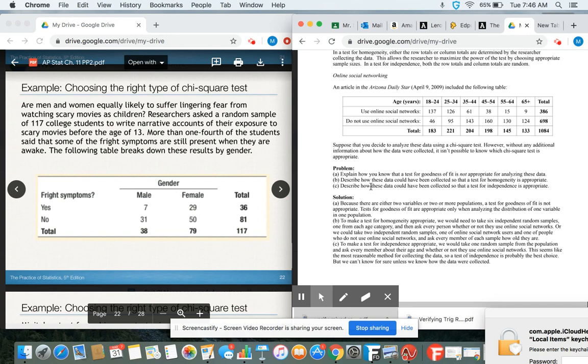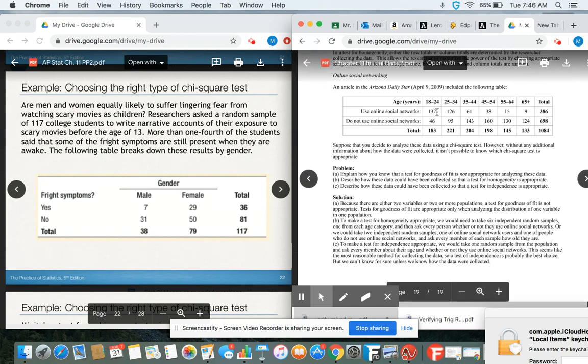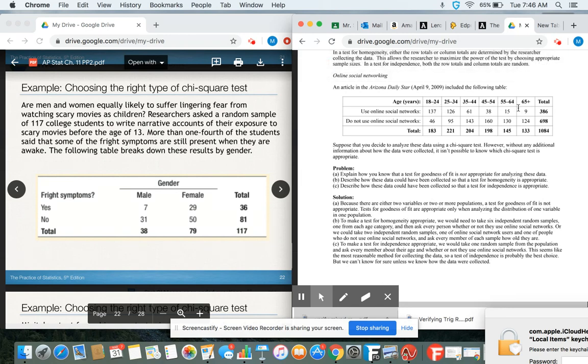Question A says, explain how you know that the test for goodness of fit is not appropriate by analyzing these data. So that's the obvious one. Why is this not appropriate? Well, we have one of two things here, right? We either have two variables, or there's two or more populations. We have these different groups here and here, so it's definitely not goodness of fit.